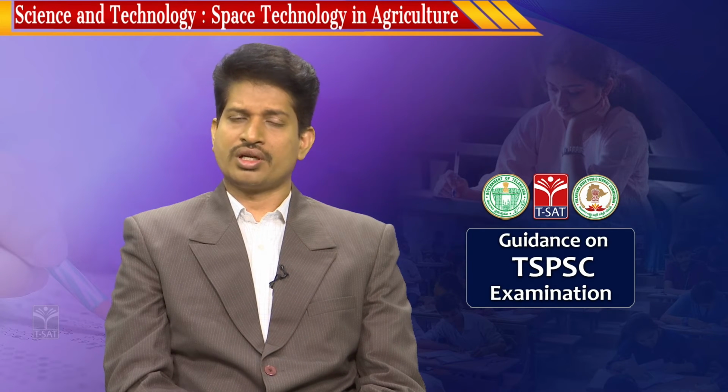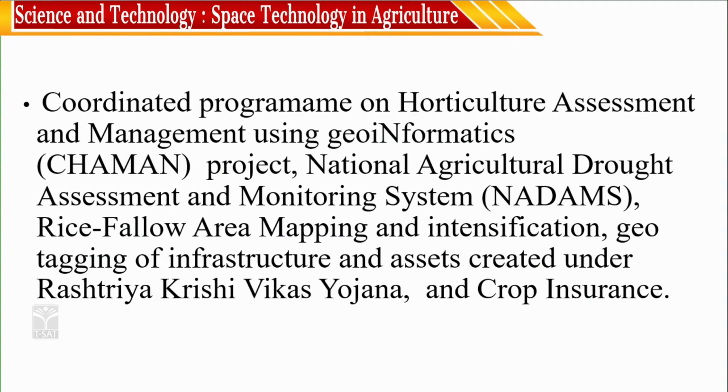So these are the programs which you need to mention definitely when you are going to write about application of space technology in agriculture. So, for example, National Agricultural Drought Assessment and Monitoring System is a program. So, what is happening here?